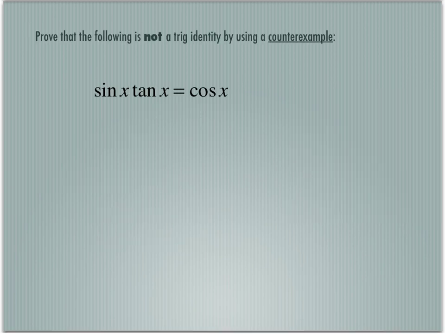All right, now we're going to look at some examples of how this might work. Here we want to try to prove that this following is not a trig identity by using a counterexample. So all that means is we're just going to put a specific value in place of x and just see if it works out. So let's just say that x would be 30 degrees. All right, so I'll substitute that in there. So then I have the sine of 30 times the tangent of 30, and if this is true, this should equal the cosine of 30.